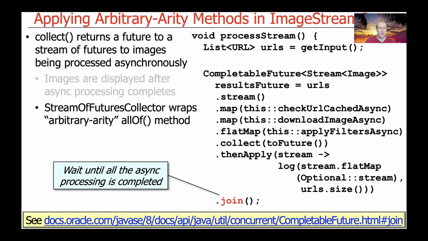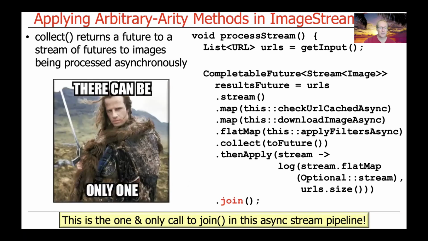The last thing we do here, as we talked about before, is we call join, which waits until all the asynchronous processing is done, so we don't end up falling off the front or the end of the processing. Remember, your goal in life as a completable futures programmer is to avoid calling join unless absolutely necessary, and that also applies to get as well. So there's only one call to join in this entire async stream pipeline, which greatly speeds it up and makes it more scalable.